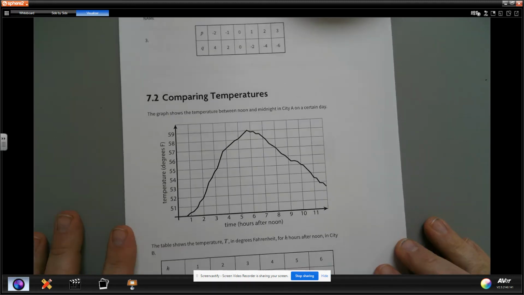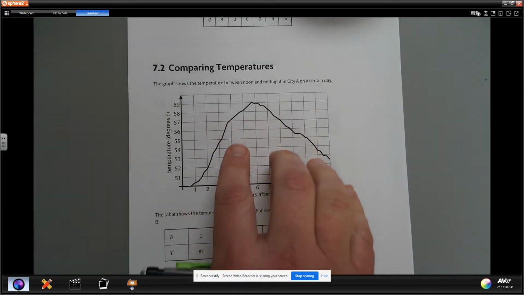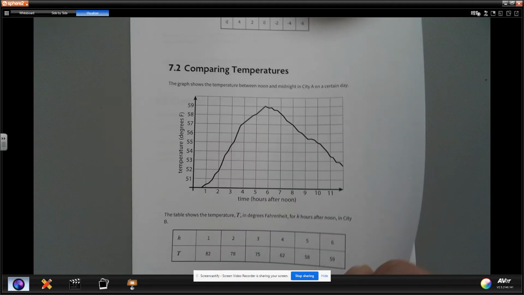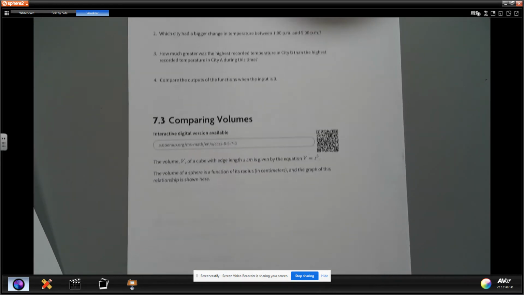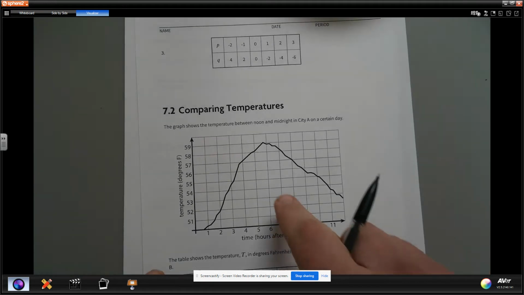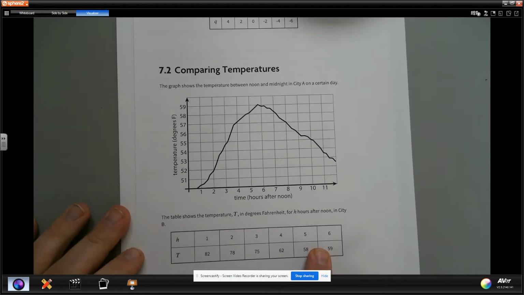So what we're going to do next here in 7.2 is compare temperatures. We have this graph of the information and a data table that we will be using to gather and interpret some data to be able to answer just a few questions on the next page. So I'm going to keep flipping back and forth between the two. The very first question that's asked right here is, which city was warmer at 4 o'clock p.m.? And when we look at these cities, here's one of the cities that has the graph. That's city A. I forgot to mention that. I'm sorry. This graph is of city A, and this graph is city B.